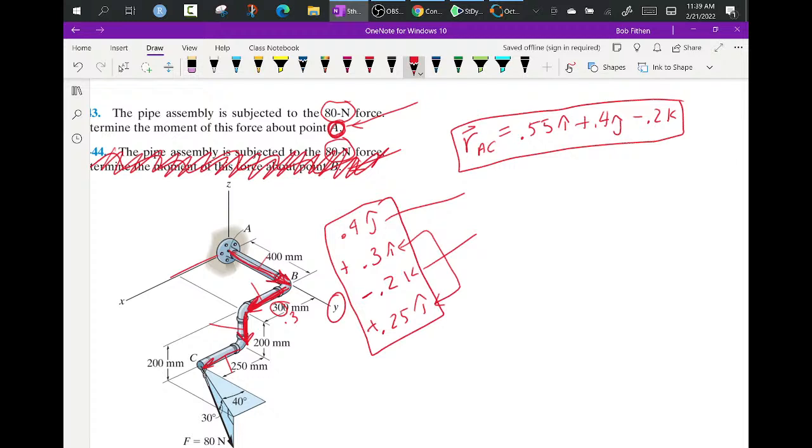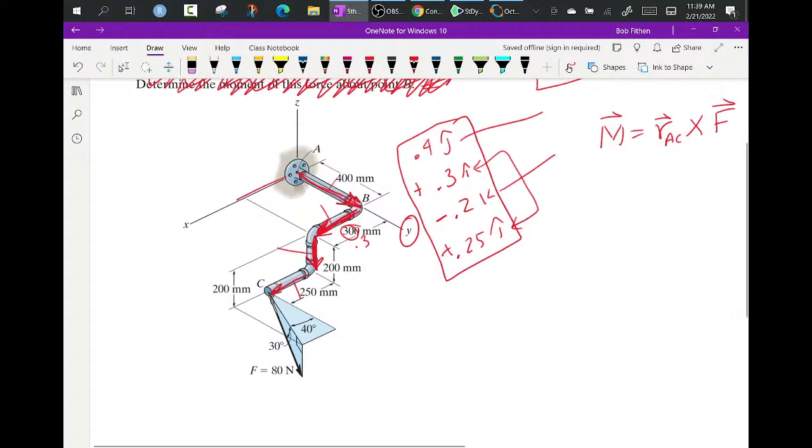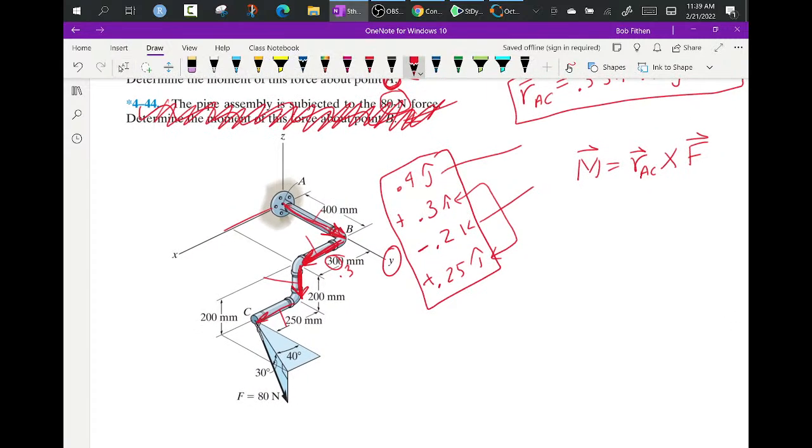My moment is eventually going to be the moment is equal to the R, which is this one, R set, cross the force that's actually down here. So I got this, now I just need to go get the force. And I don't want to zoom in so big that I lose track of the X and the Y and the Z here. And I don't need any of this mess anymore. So what I've got here is a vector, which is F vector.